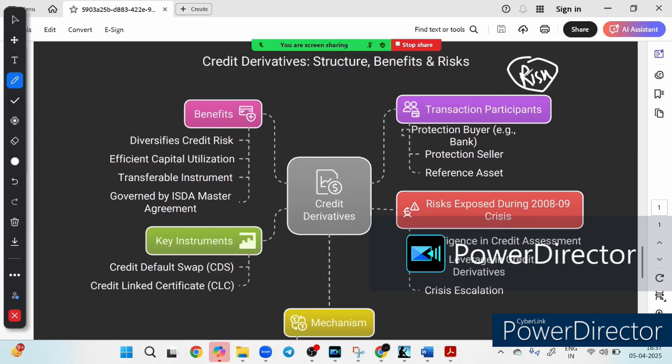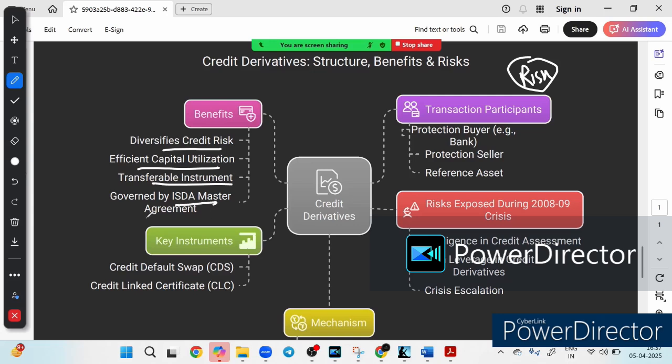Now, what are the benefits of credit derivatives? The first is it diversifies your credit risk, reducing the exposure to a single borrower. Second is efficient capital utilization, which means banks can lend more while keeping risk under control. The third is that it is a transferable instrument, so these contracts can be traded in the market.